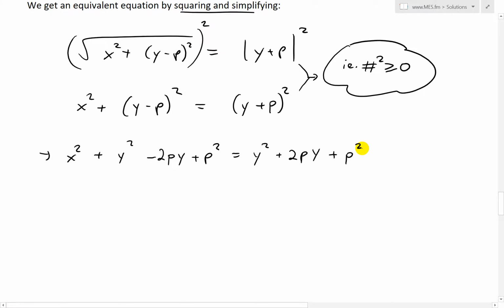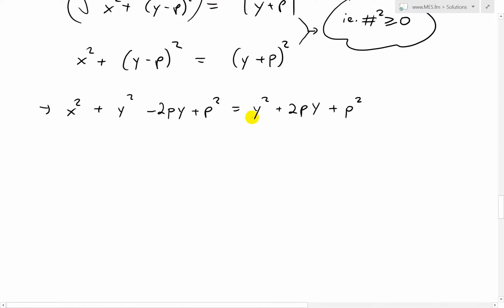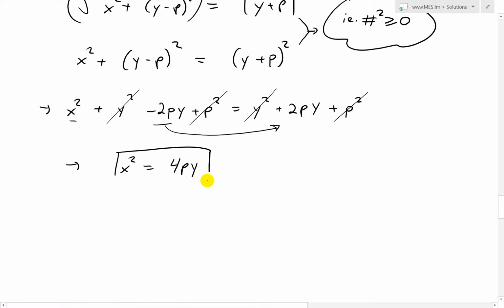So now that we have this, what we could do is cancel the like terms. So plus p squared we can cancel with this plus p squared. Y squared, and there's a y squared we can cancel. Now what we're left with, this is negative, that's a plus, so those actually combine. So I'm going to move this over to this side, and we're left with x squared equals 2py, plus 2py, so it becomes 4py, and there's our standard equation for a parabola.